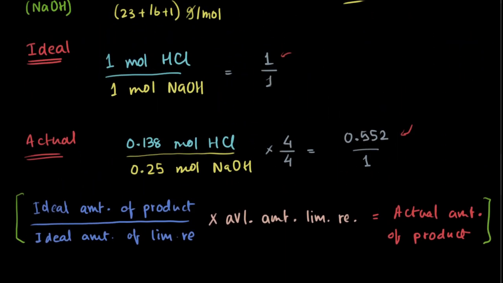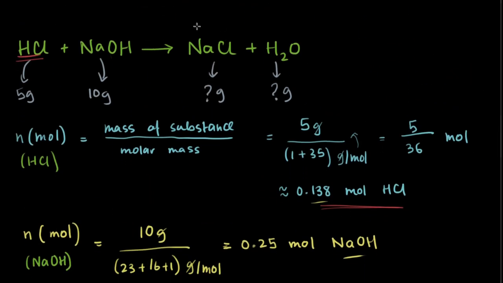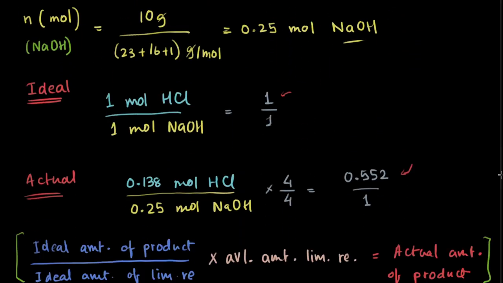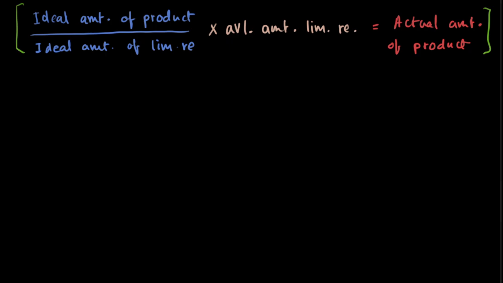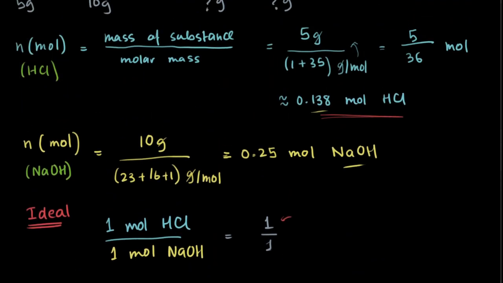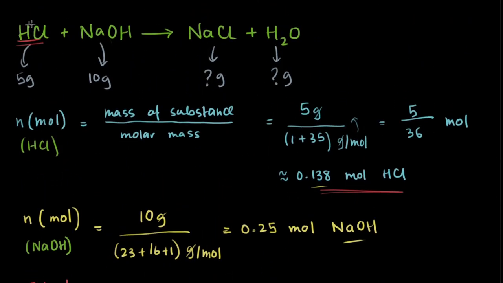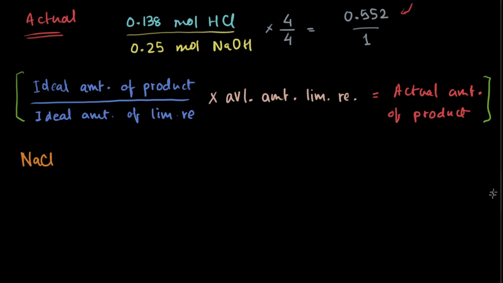So let us dive right in. First, let us calculate for NaCl, that is table salt or sodium chloride. In an ideal situation, 1 mole of HCl reacts to form 1 mole of NaCl. Cool. So let us write that down: 1 mole of NaCl is formed from 1 mole of HCl.